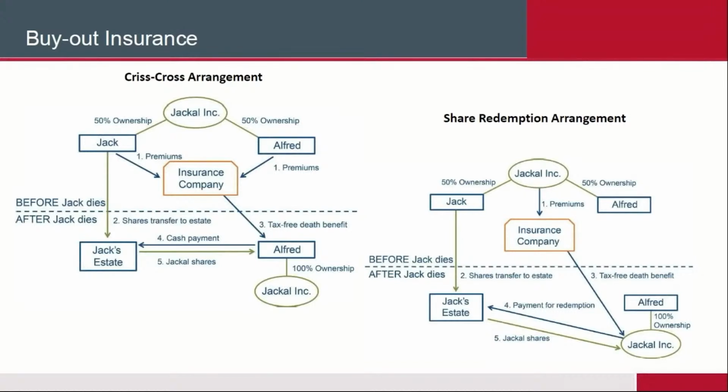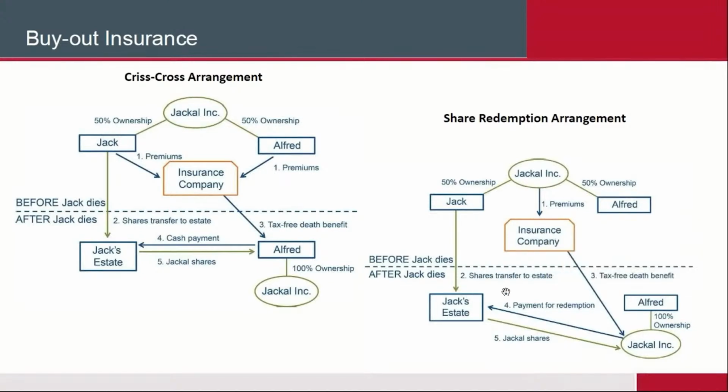In some cases, however, people don't want crisscross. They want the company to own the policy. In other words, rather than Jack and Alfred owning a policy on each other's life, they want the company to actually own the policy on Alfred and Jack. So this second example is what they call share redemption. So Jackal owns a policy, let's say $500,000 on Jack, $500,000 on Alfred. Jackal pays the insurance premium.